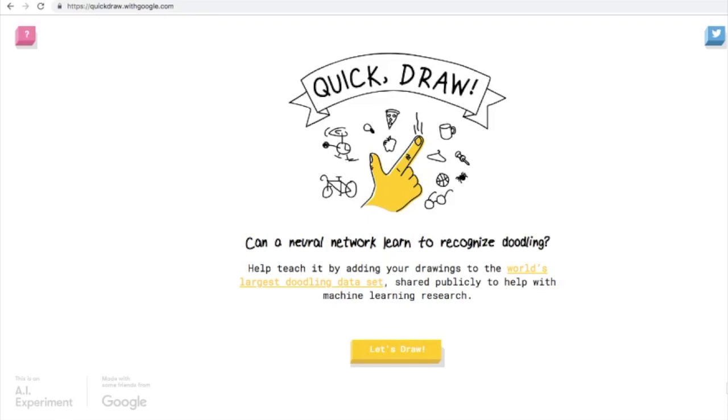Now, if you don't know what Quick Draw is, it's where you have to draw something, and the person on the bottom has to guess what you're drawing, and they give you 20 seconds to draw. If you don't know what you're drawing, then it'll be hard, because you have to draw the thing that's easy. There's some that's easy and some that's hard. So anyway, let's just get into the video.